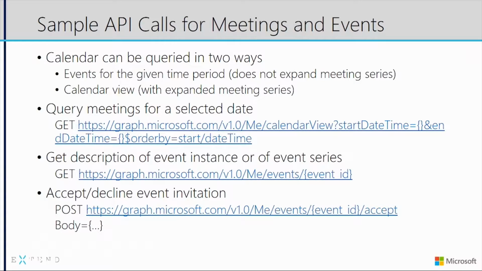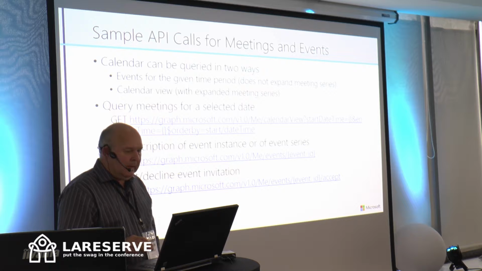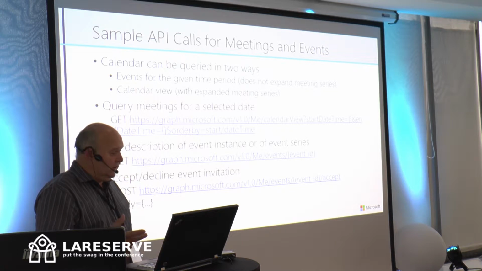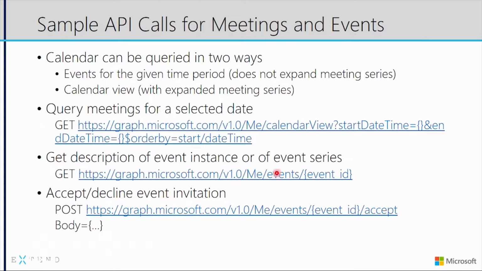If you want to take a look at a recurrent meeting, like the recurrence pattern, or if you want to create, you work with events. So you can get the calendar view. You can get an event directly using the event ID, which you can get from the calendar view. And for event invitations, there is interesting functionality that allows you to accept, deny, and some magic is happening in the background for you.